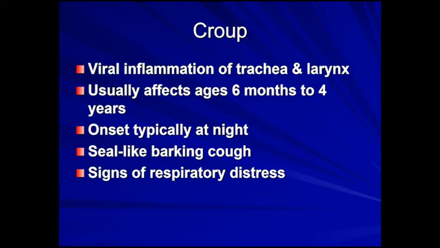Okay, so then there's croup. Croup is almost always a viral inflammation of the trachea and larynx. So that's one of the identifiers that we normally associate with croup, is that it's usually a viral situation. It usually affects the younger folks between 6 months and 4 years. It doesn't have to be within that range, but that seems to be where they are the most susceptible.